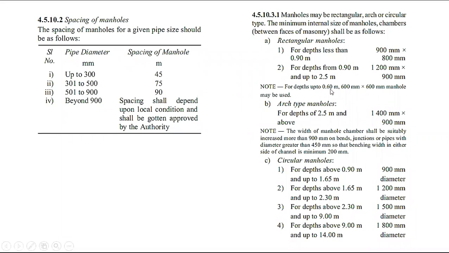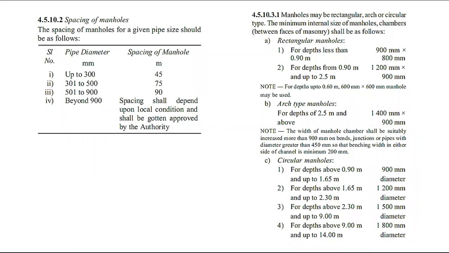For depth up to 0.6 meter, they recommend a 600 by 600 mm manhole may be used. So that only we have told. Previously I told, for up to 600 mm depth you can use a 600 mm square manhole. That only they have put. So as a standard starting manhole, you can use a 600 mm depth inspection chamber, whatever it is. You can maintain 600 mm by 600 mm square. That is the accessible size.